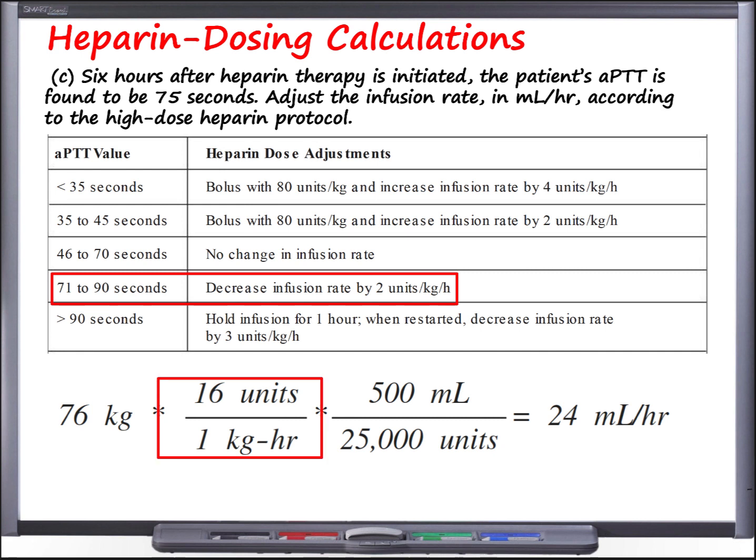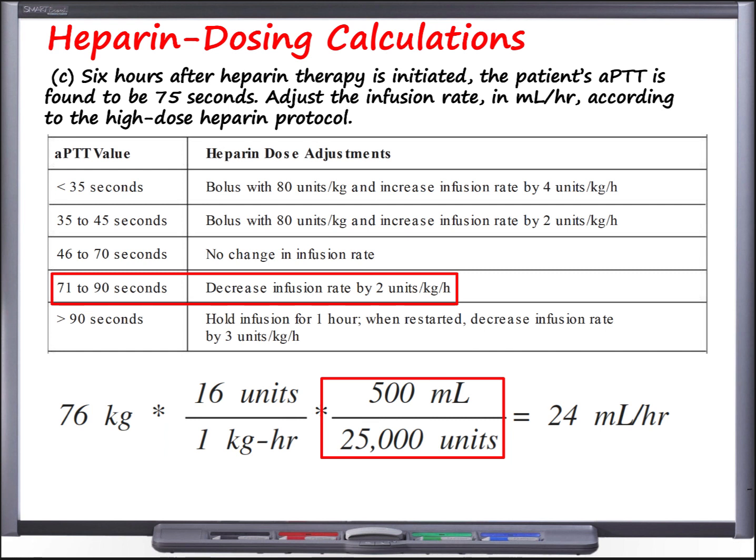So instead of 18, we're going to subtract 2 from 18 and actually multiply it by 16 units per kilogram per hour. That is 2 units less than what we had calculated previously for the initial infusion. All right, so we'll multiply by that. Kilograms will cancel. We then multiply again by the concentration of the solution.